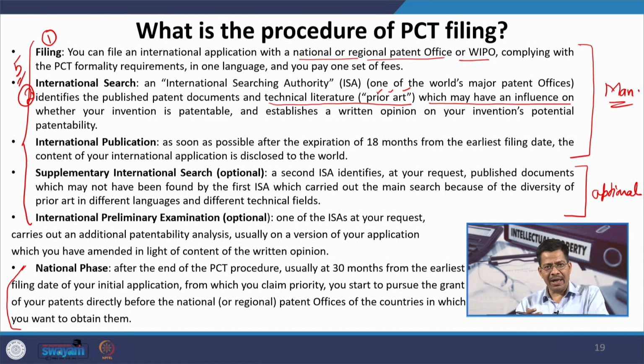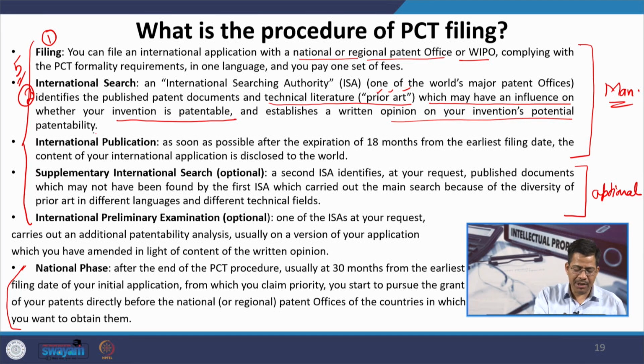So, a lot of AI based solutions are also coming, which are helping you in doing the technical literature review of your invention. Different types of organizations are developing AI based, machine learning based solutions and algorithms which can help you in doing the international search, or the prior art search, for your inventions. And this prior art search will give you the idea whether your invention is patentable or non-patentable, and establishes a written opinion on your invention's potential patentability.